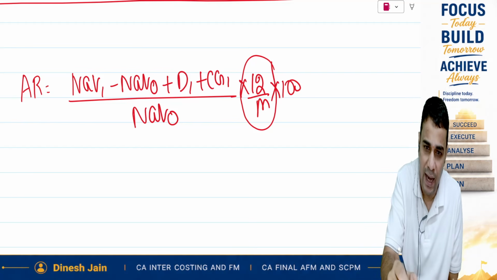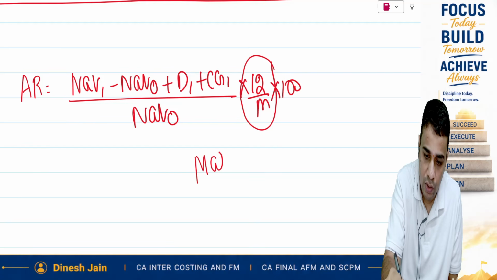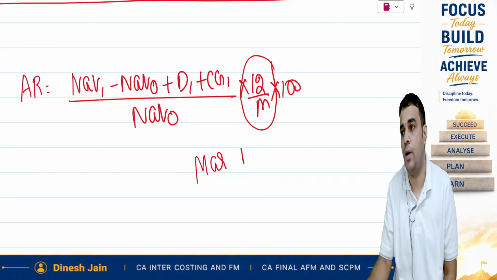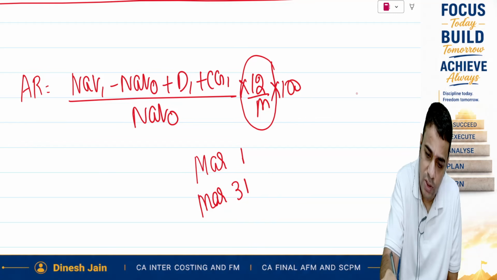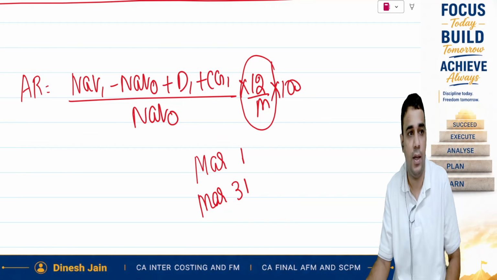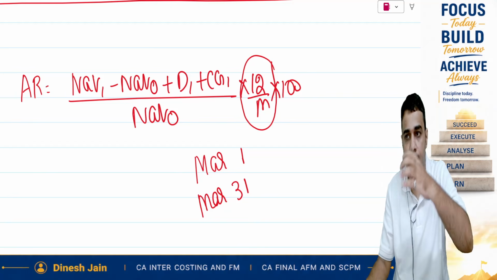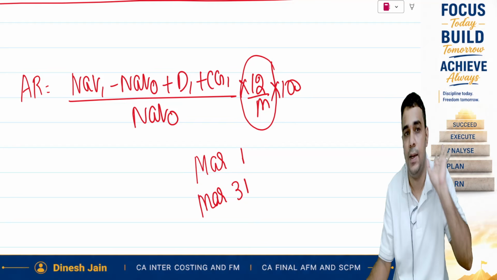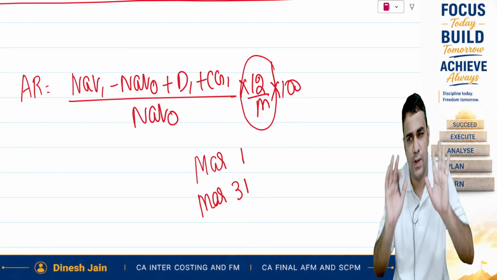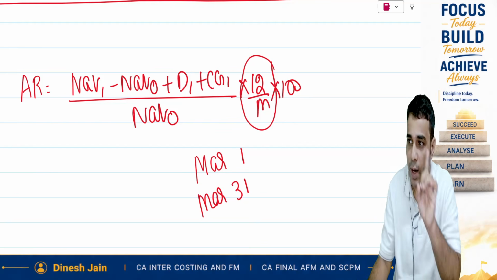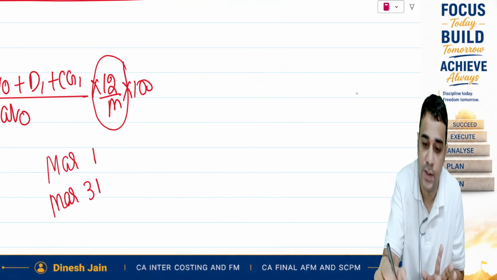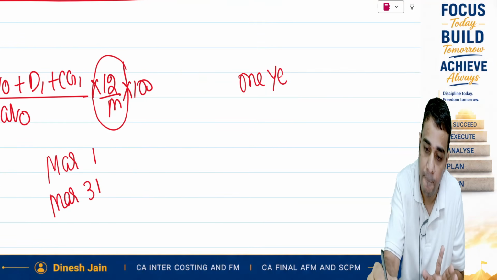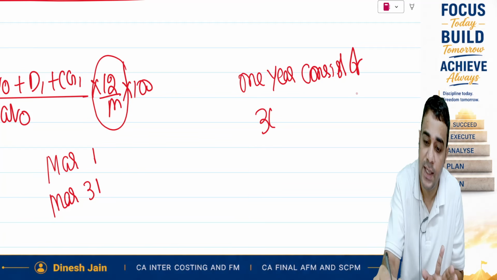For example, I invested on March 1, exited on March 31. 1 month is the investment. This is what we generally do. Some question will use the word saying 1 year consists of 365 days.